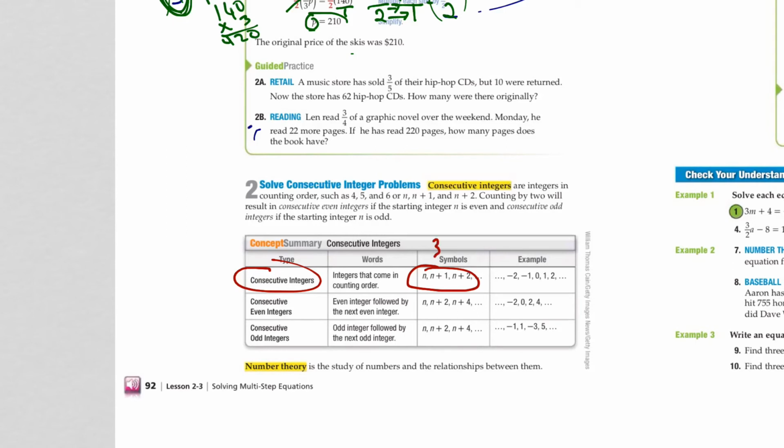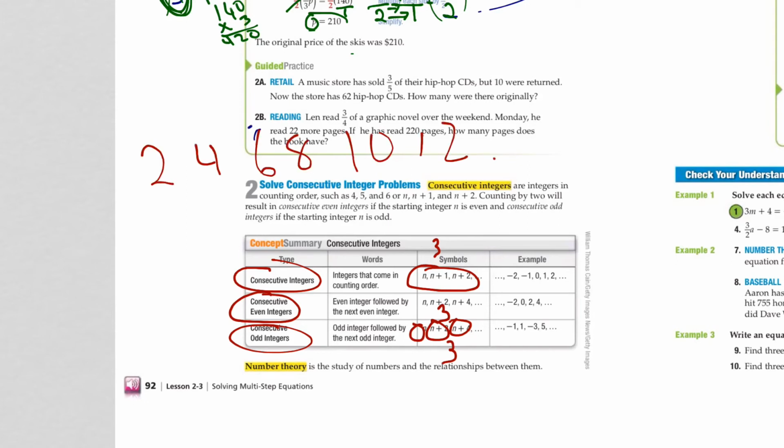These are all if I need 3, because 1, 2, 3. Also, for the word consecutive integers, look at, they're the same. Consecutive even and consecutive odd are the same. It's just a different order. Even is 2, 4, 6, 8, 10, 12, and so on. Odd is 1, 3, 5, 7, 9, 11, 13, and so on.